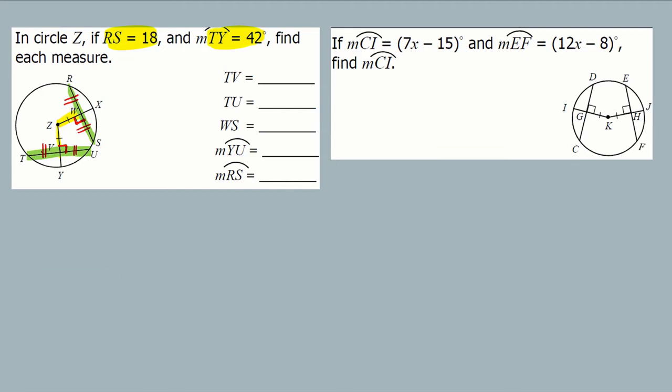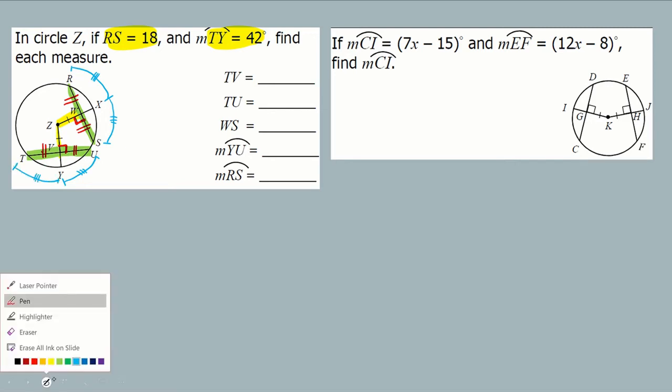Because I know that the chord is being bisected, not only is the chord being bisected, but the arc is also being bisected. So whatever this is going to be the same as this, and is also going to be the same as this. So now let's go through and add all the information that they give us.